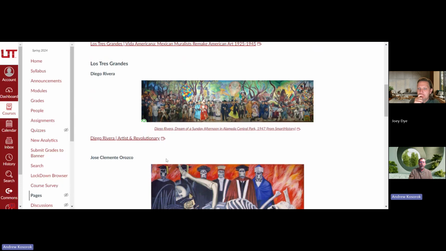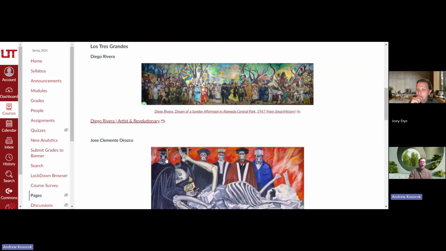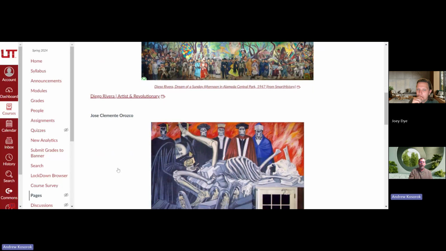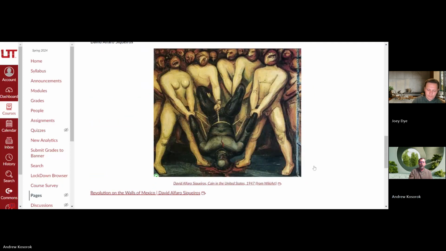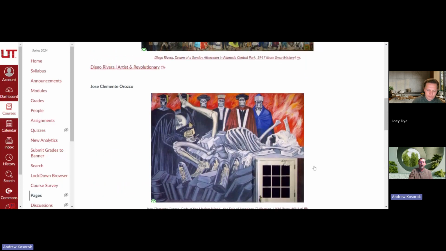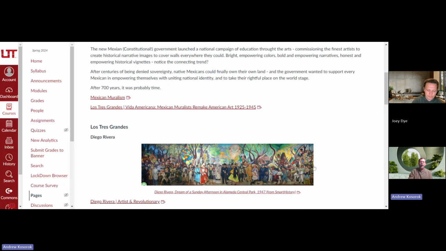And then we're going to look at the Tres Grandes, who are Diego Rivera, Jose Clemente Orozco, and David Alfaro Siqueiros. It's really interesting to see how much of a flavor of surrealism emerges in this. This is where I've seen the phrase magical realism, where it's like that regionalism we saw in the United States, but elevated with a little bit of a fantastical element to it.